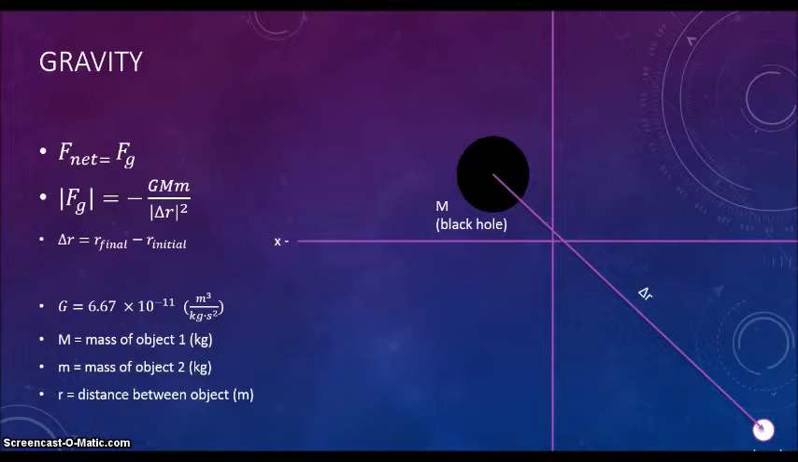The magnitude of Fg equals the universal gravitational constant, G, times the mass of object 1 and object 2, divided by the distance between objects 1 and 2, squared. By using the code to solve for F net, we can set F net equal to this equation, enter in our initializations, and solve for the mass of the black hole.